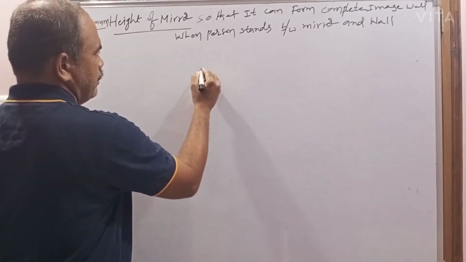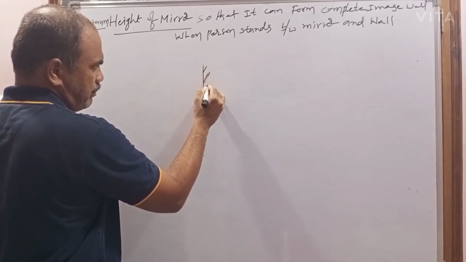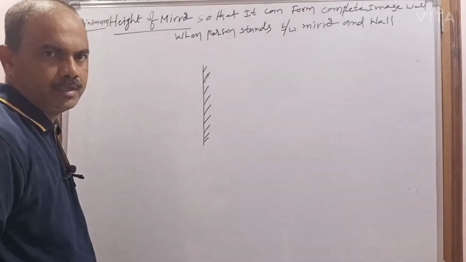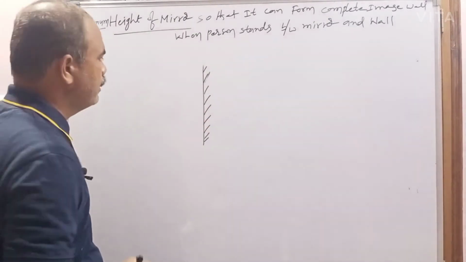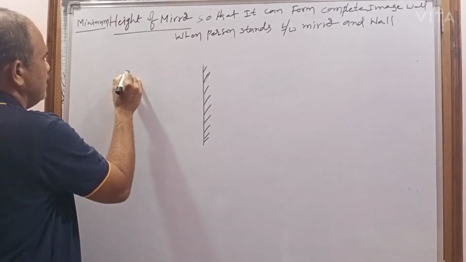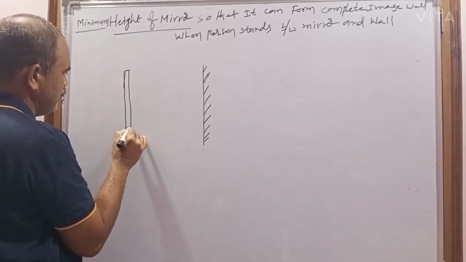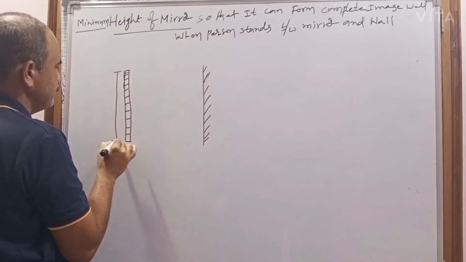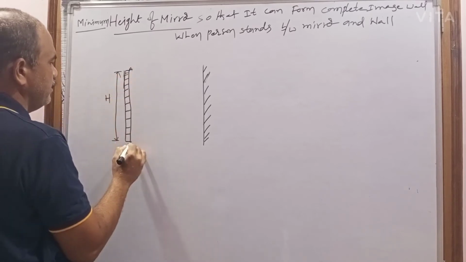So now consider, the same procedure as in the previous case of the mirror, where it forms the complete image of the person. The same procedure I am following here. So now consider, this is a mirror. Now let us consider this is the wall. Consider the wall height. This is the wall, and the wall height will be considered h. This wall is considered A, B.